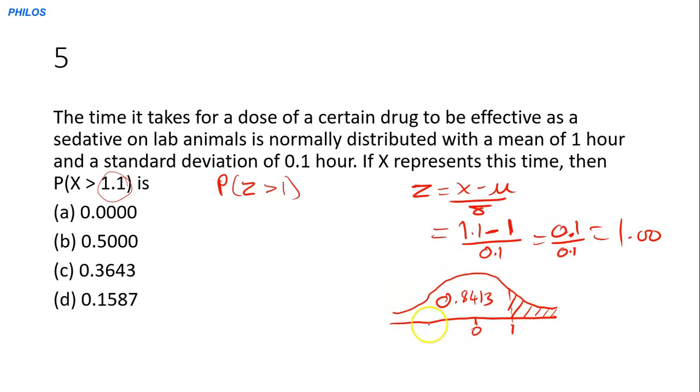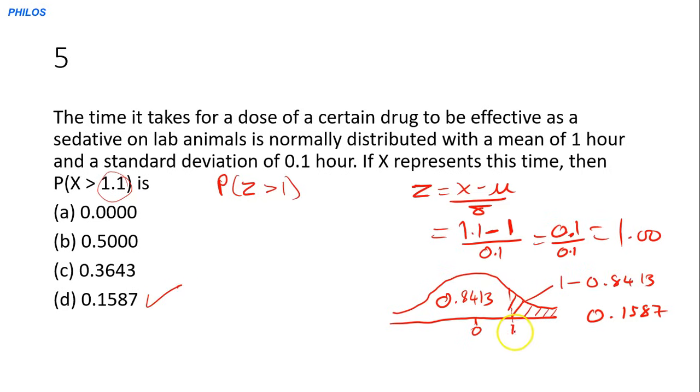Now, since the total area under the curve is 1, and you know area to the left to be 0.8413, you can easily get this area as 1 minus 0.8413. So 1 minus 0.8413 should give you 0.1587. So the correct answer for question 5 is D.